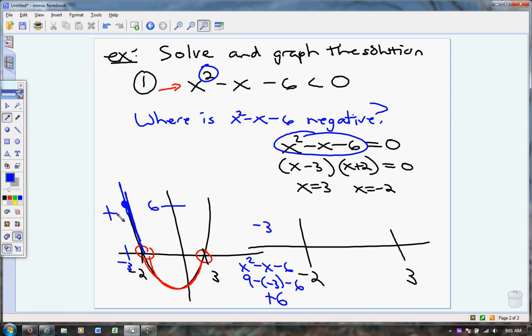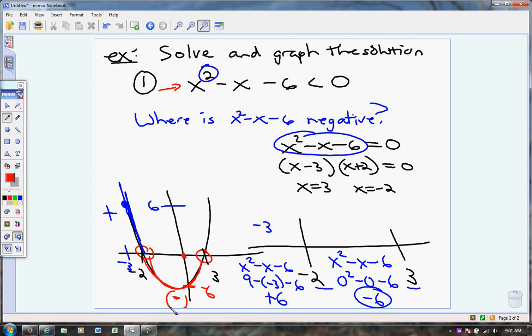Okay? Now, let's pick a number between negative 2 and 3. What's the obvious, easy choice? 0. Let's use 0. So I'm going to plug 0 into x squared minus x minus 6. So I'll have 0 squared minus 0 minus 6. That's going to be negative 6. Lo and behold, we have found out that when x is 0, the y value is negative 6. So now I know it's negative over here.